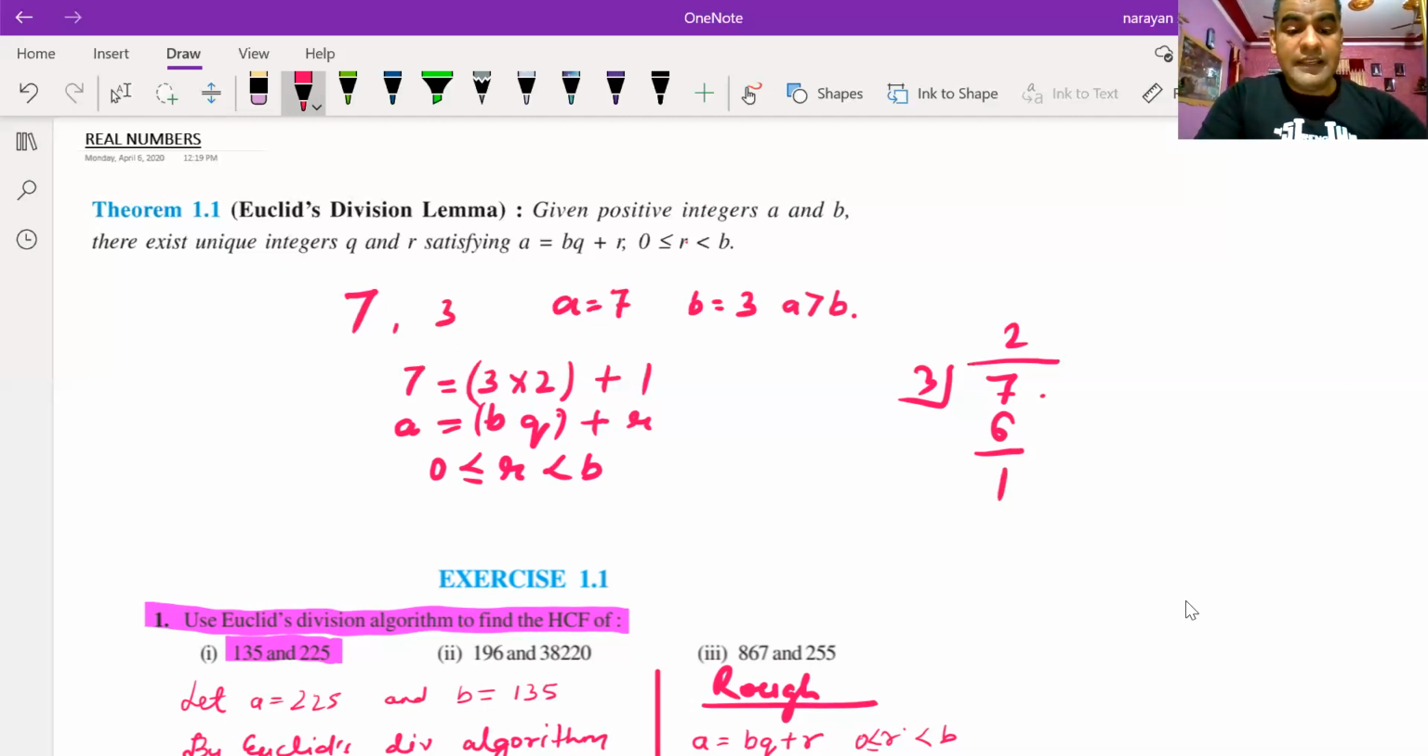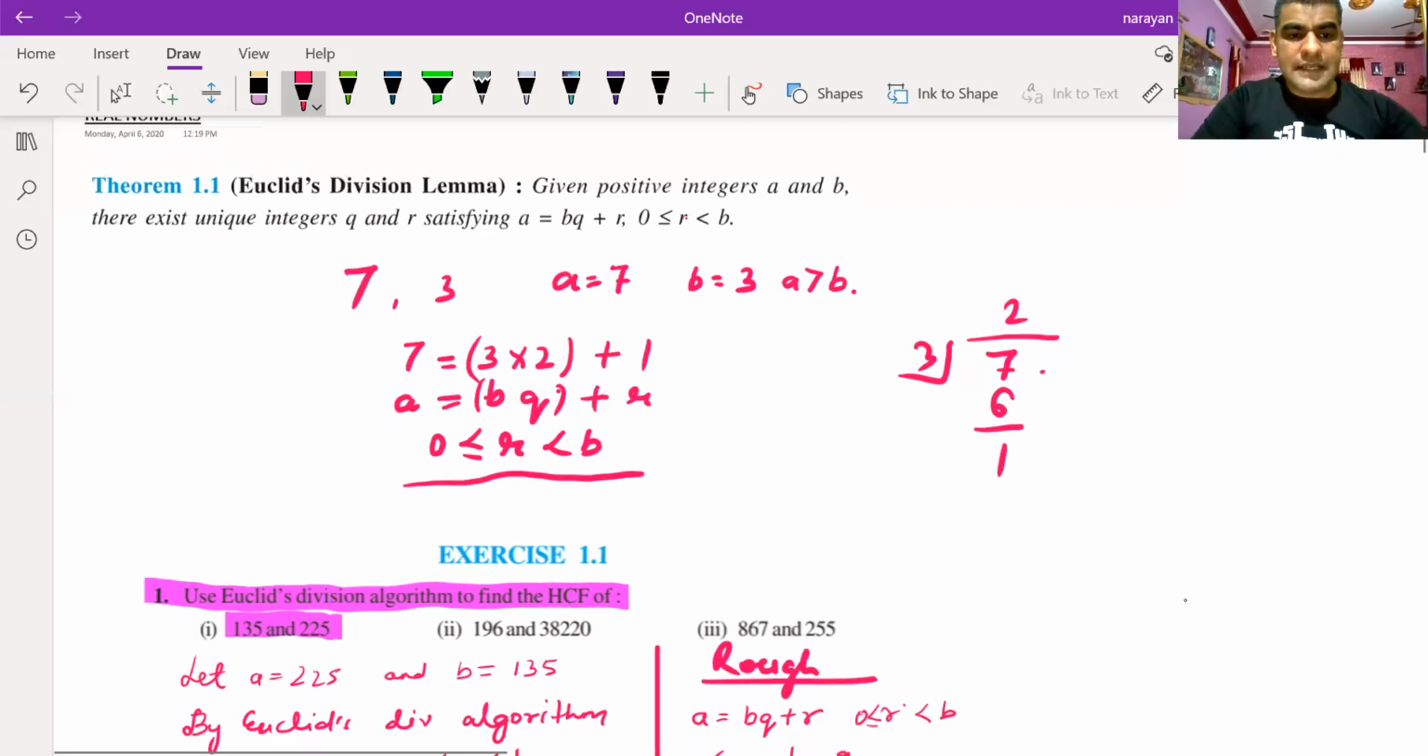We can take the bigger number as a and the smaller number as b. The condition is that once we divide a by b, the remainder r should always be less than b. It can be equal to 0. The range of r is greater than or equal to 0 but less than b. So this is what Euclid's division lemma states.